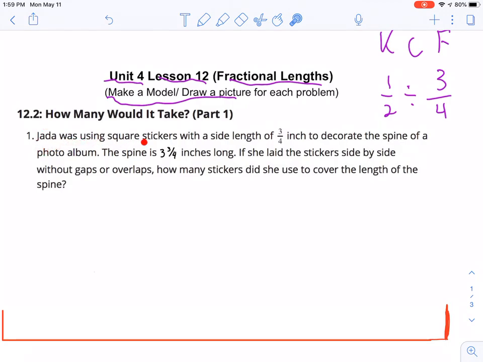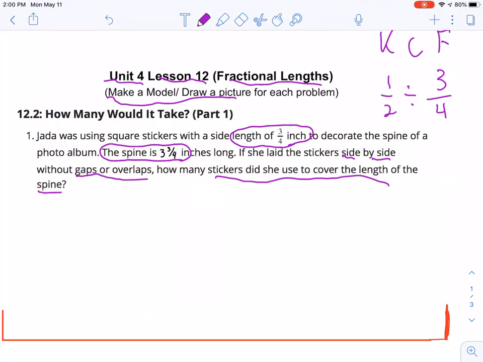Jada was using square stickers with a side length of 3/4 of an inch. So remember, we're always trying to circle important information. To decorate the spine of a photo album, the spine is 3 3/4 inches long. If she had laid the stickers side by side without gaps or overlaps, how many stickers did she use to cover the length of the spine? Okay, so we have a lot of important information in this problem circled, and hopefully it's enough to work with.